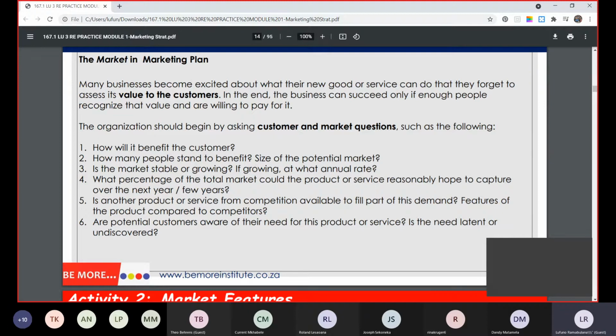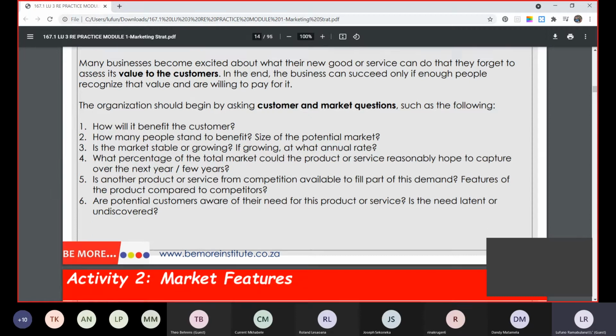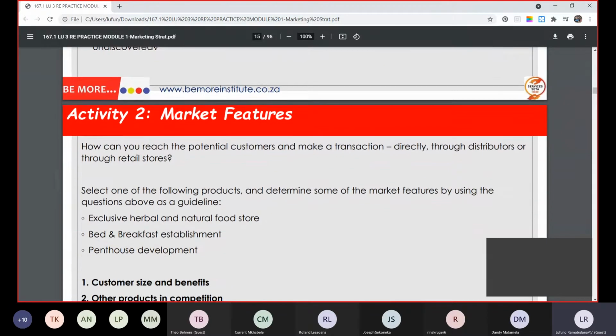Is another product or service from competition available to fill part of this demand? Features of the product compared to the competitor. Are potential customers aware of their need for this product or service? Is the need latent or undiscovered? If the need is something that is already there, it's a different story. Or if they have not yet discovered the need, you need to be able to look at that.